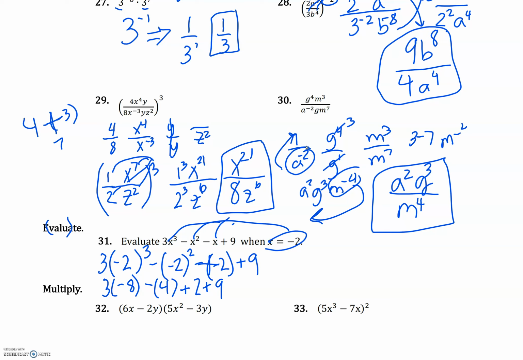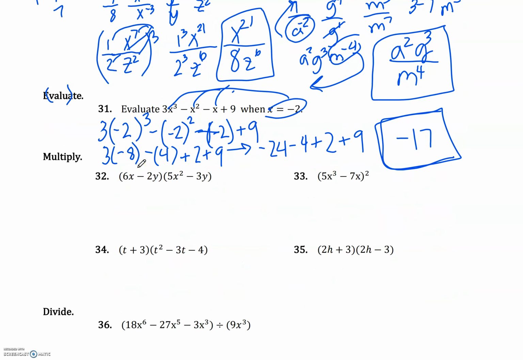Now let's multiply what's there. 3 times negative 8 is negative 24, minus 4, plus 2, plus 9. I'm just going to go left to right, and I'm just going to plug that in my calculator. I get negative 17 for that. Let's scroll down. We got some multiplication and division to do for the rest of chapter 4.